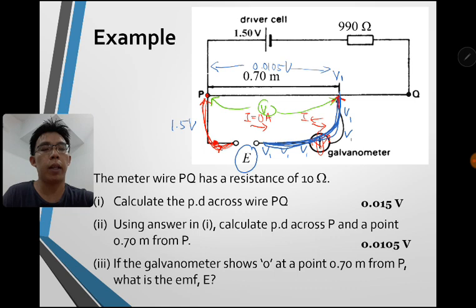So same thing here: when you have the battery and you tap it at a point where it shows zero current, E is like a voltmeter. It is also reading the same value as your 0.7 meter part of the wire. So the answer is 0.0105 volt as the EMF. Okay, if you don't understand this, try to review this a few times, and then you should get an idea.